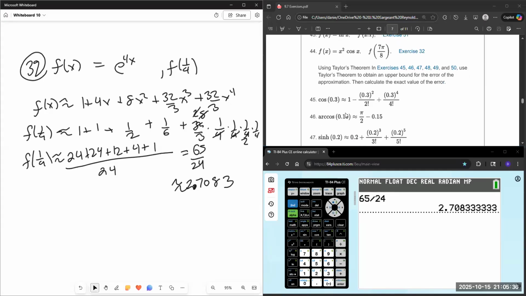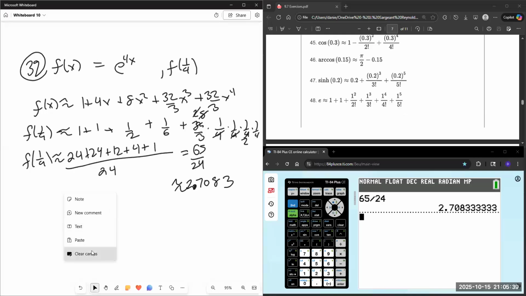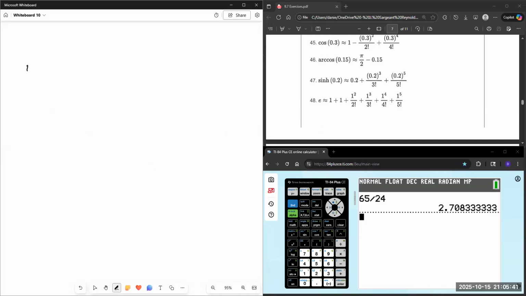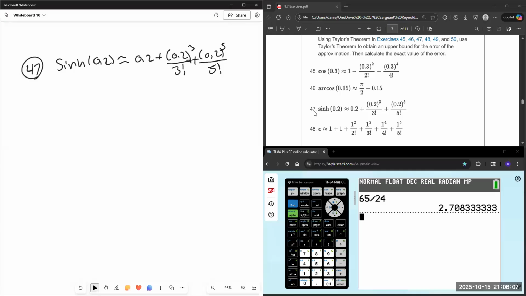And number 47. 47 says that the hyperbolic sine of 2/10 is approximately 2/10 plus 2/10 cubed over 3 factorial plus 2/10 to the 5th over 5 factorial. So this is an odd function since I have only the odd powers represented. And we want to know what the upper bound for the error of the approximation is.